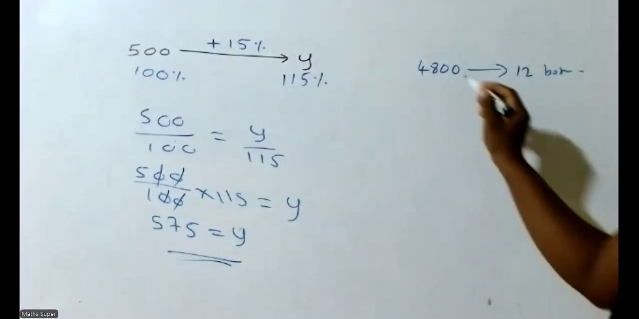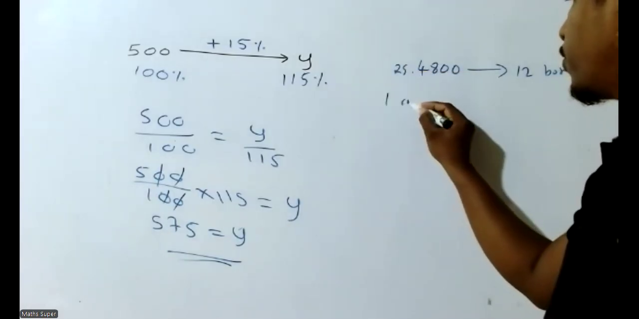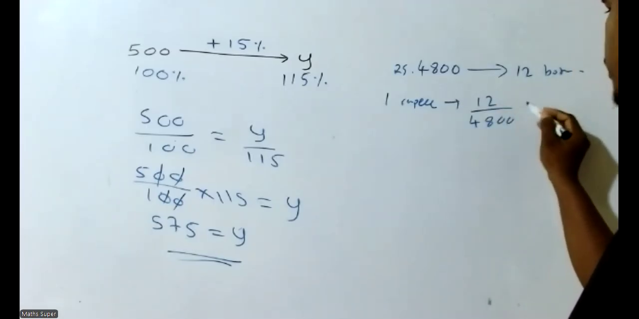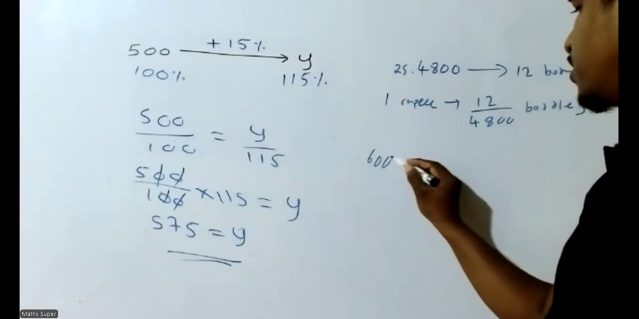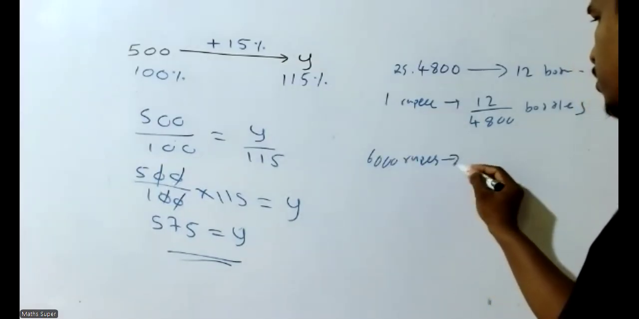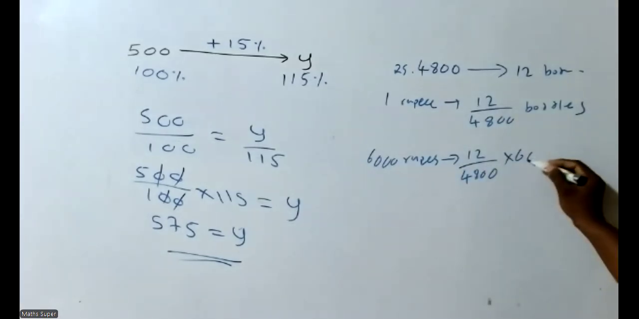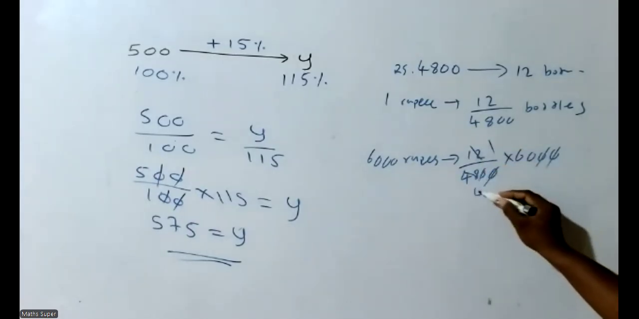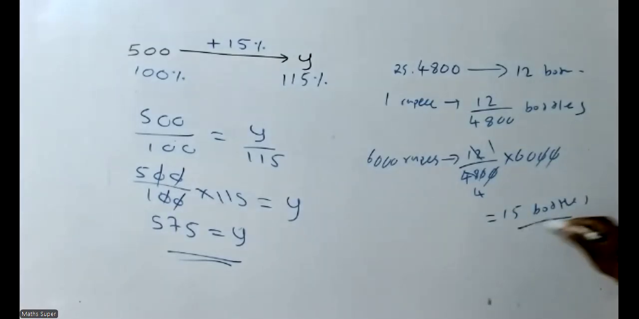So for 4,800 rupees, you can buy 12 bottles. For 1 rupee, you can buy 12 divided by 4,800 bottles. For 6,000 rupees, it is 12 divided by 4,800, which is for 1 rupee, multiplied by 6,000. 60 divided by 4 is 15. Is it okay? Today I just explained this roughly for you.